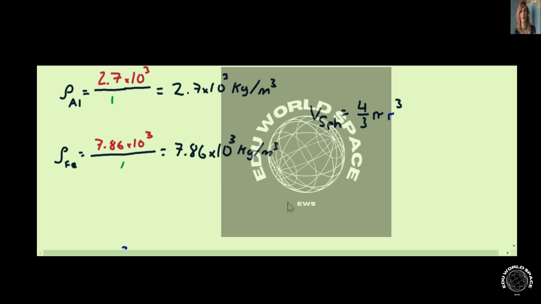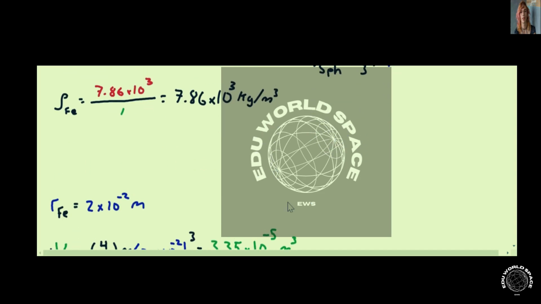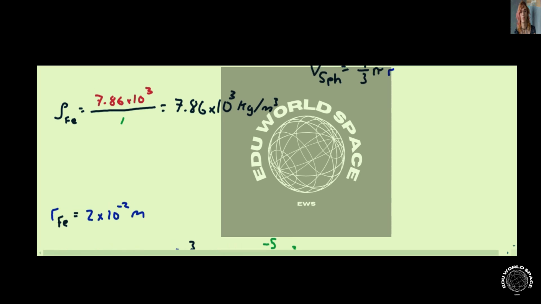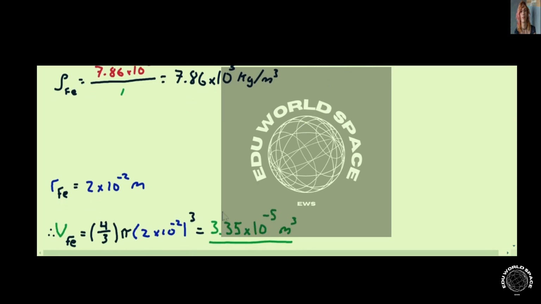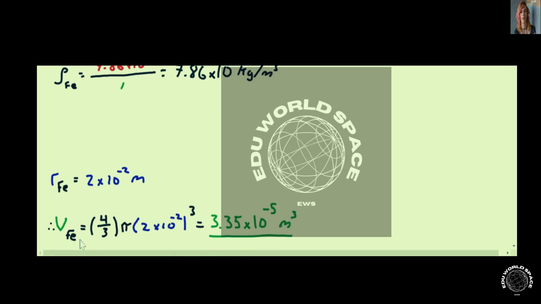To start things off, we're going to be finding the mass of this iron sphere. It tells us at the end of the question that the radius of this iron sphere is 2 centimeters, or 2 times 10 to the minus 2 meters. So we're going to plug that R value into our volume equation, and then use our known density to find the mass of that sphere. The volume of our iron sphere is 4/3 pi times that radius, 2 to the negative 2, cubed. So we'll get a volume for that iron sphere of 3.35 times 10 to the minus 5 cubic meters.